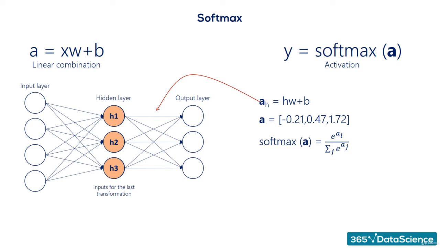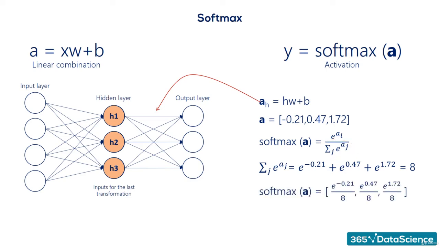First, I'll calculate the denominator. It is given by e to the power of minus 0.21 plus e to the power of 0.47 plus e to the power of 1.72. That's approximately 8. Then, we must divide each exponential by this denominator to get the new vector. The result is 0.1, 0.2, and 0.7. This is our output layer.